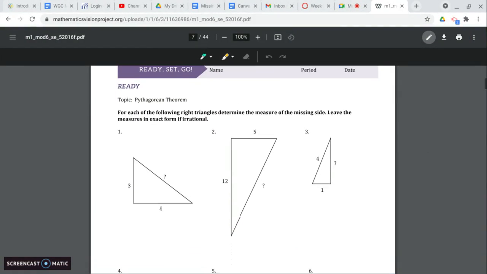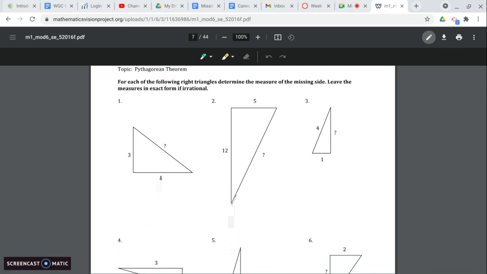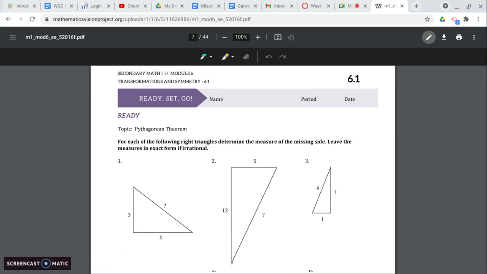All right, so for this first part, we're looking at the Pythagorean theorem. So for each of the following right triangles, determine the measure of the missing side. Leave the measures in exact form if irrational. So that means we don't want to get any decimals for these.